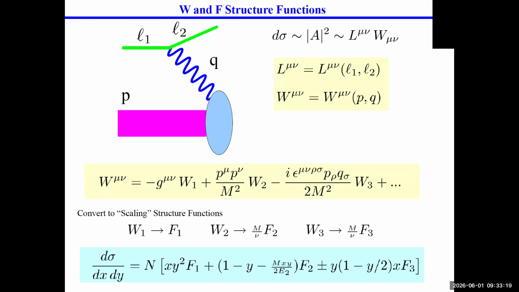I have a G mu nu. I can have a P mu P nu. I can have an antisymmetric P Q. That's going to be a parity-violating term. And we usually stop there. But if you look in detail, there are actually 3 more terms.